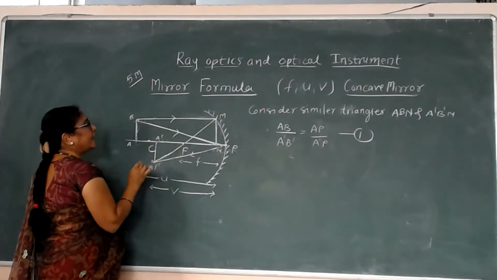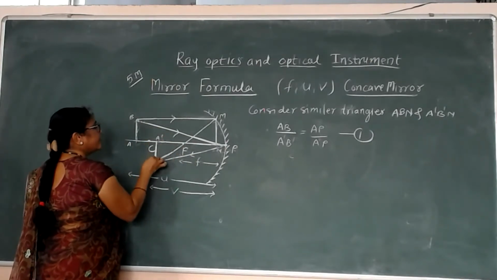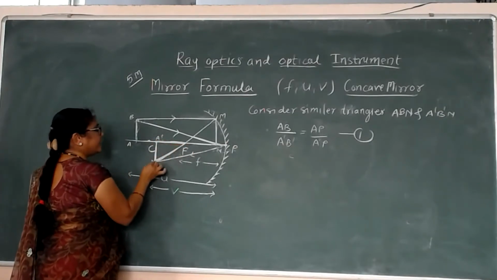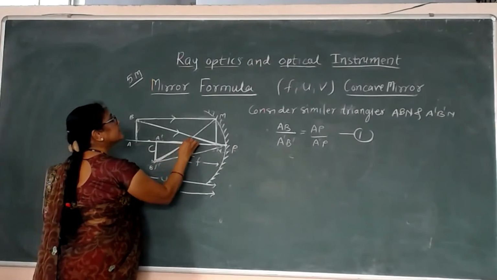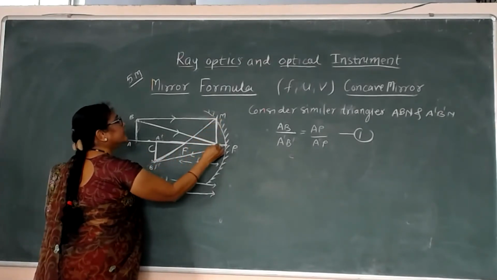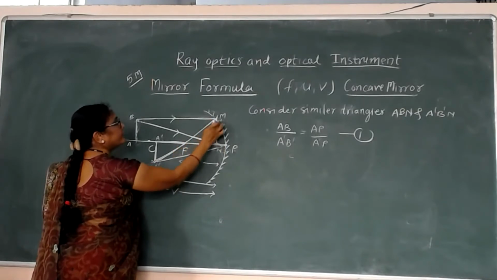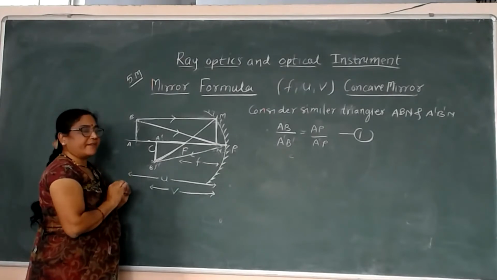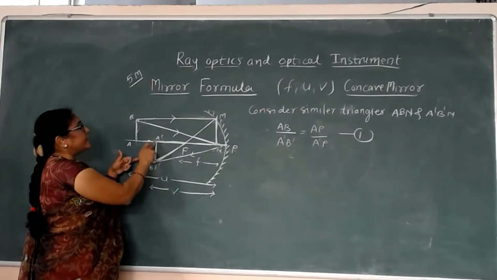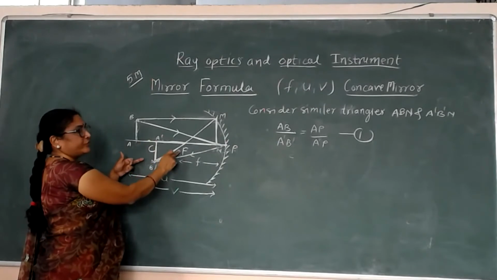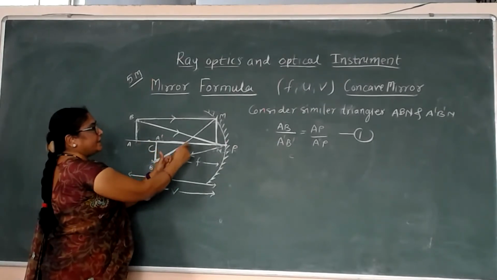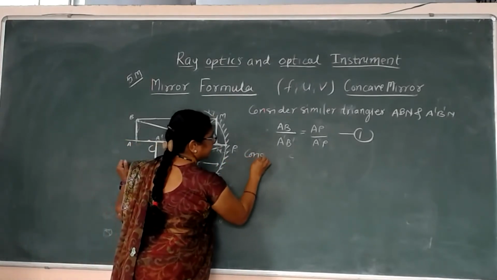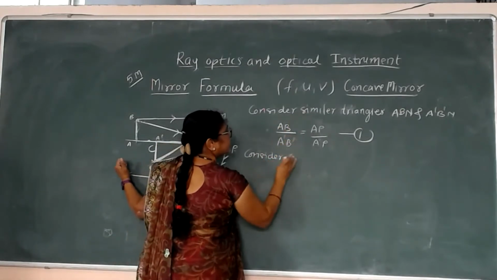Then we compare another two triangles, that is A dash B dash F. This triangle A dash B dash F, and the other triangle is F N M. Take the other two similar triangles. The first triangle is A dash B dash F, and the other similar triangle is F N M. Consider the other two similar triangles.